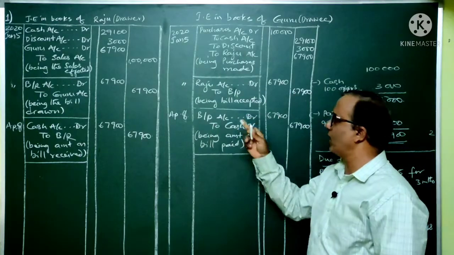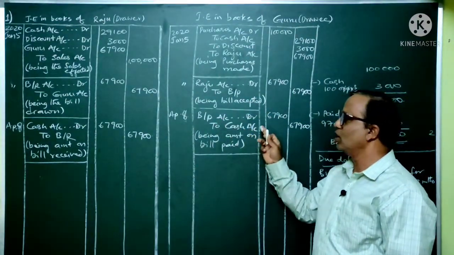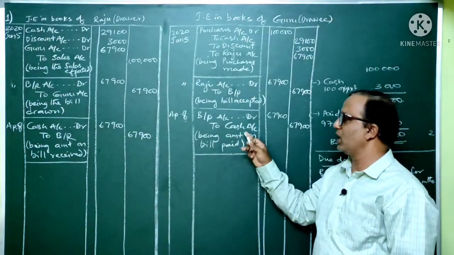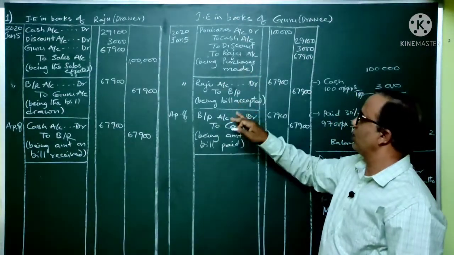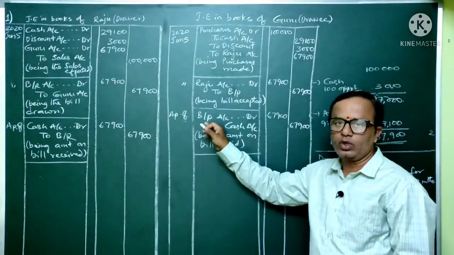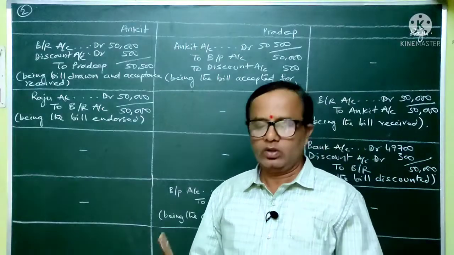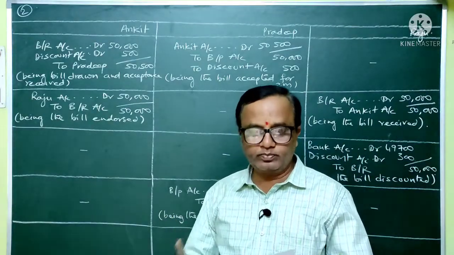On April 8th, you have paid the amount on this particular bill. You have honored the bill, which means you have made the payment on this bill. So your entry will be bills payable account debtor to cash, because bills payable you have created here. So ultimately when you have paid it, you are going to debit it here. So this is what the first problem is. I hope you have understood it. Now let's see the second problem.